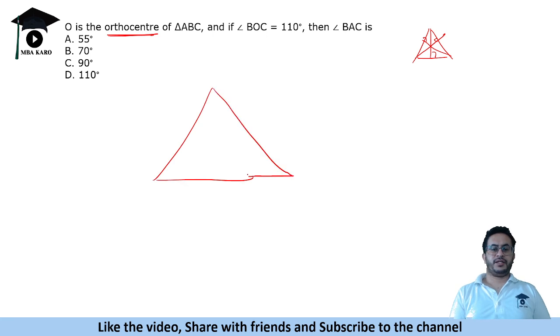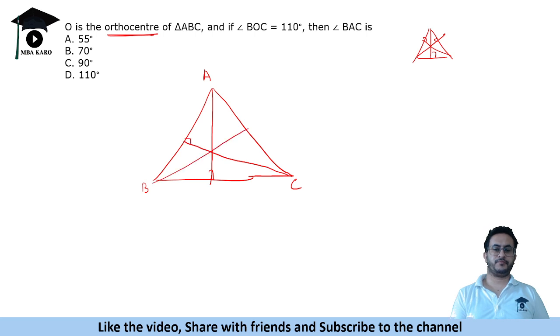So it says that ABC is the triangle. Okay, so if we draw this perpendicular, they meet at O. It says BOC is 110 degrees. We need to find angle BAC. Okay, we need to find this angle. Now how do we find this angle?